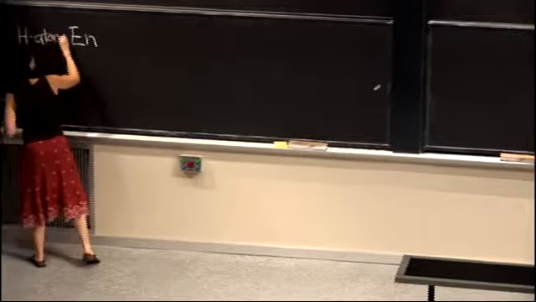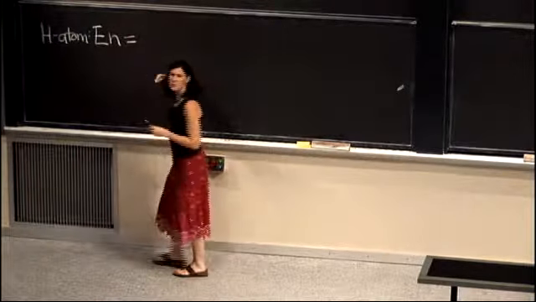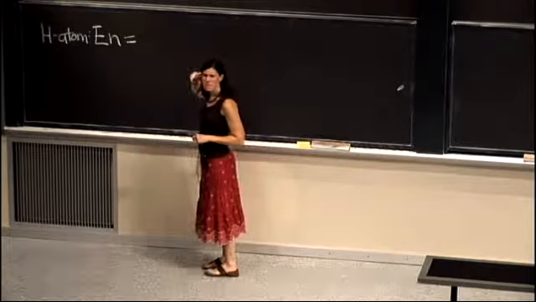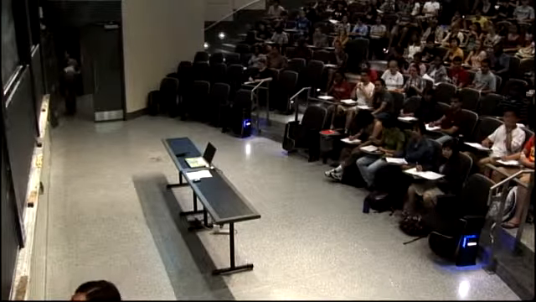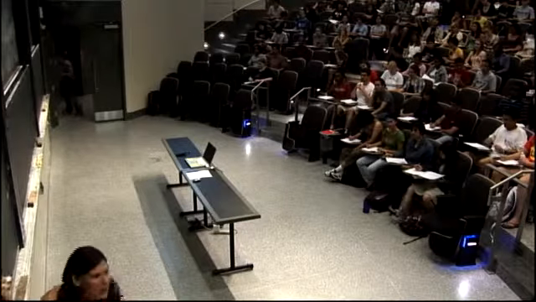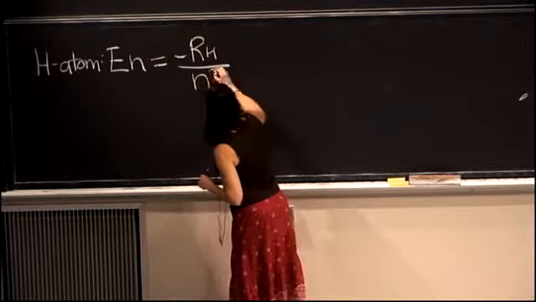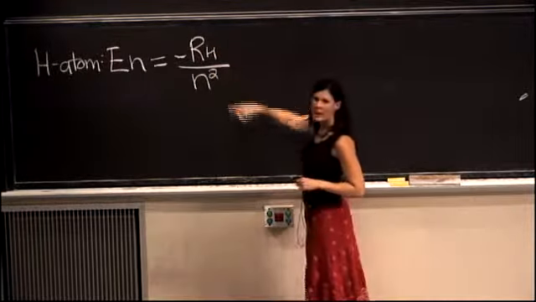And it should make sense where we got this from, because we know that the binding energy, if we're talking about a hydrogen atom, what is the binding energy equal to? Negative Rydberg over what? Yeah, so it's negative Rydberg constant over n squared.